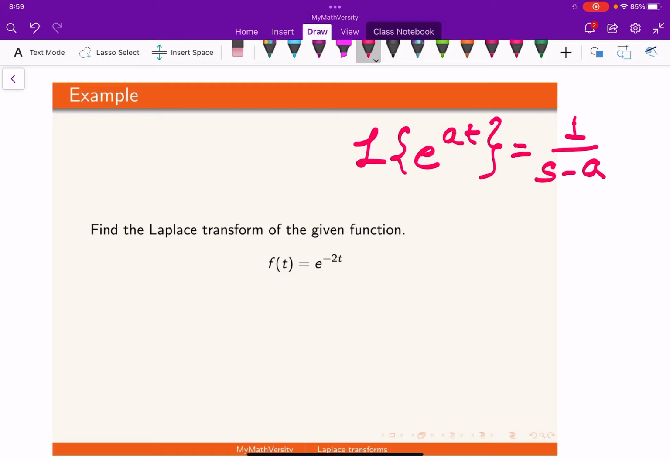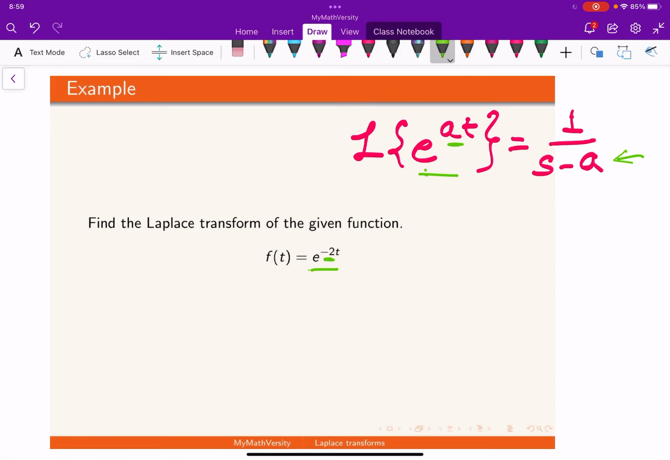So we just want to compare with that. If you compare these two functions, you can see that the exponent in one is composed with at, and in the other it is composed with negative 2t, so here it is negative 2. That's the only difference. So if we compare, the value of a we get is negative 2, and that's what we need to plug into the formula.